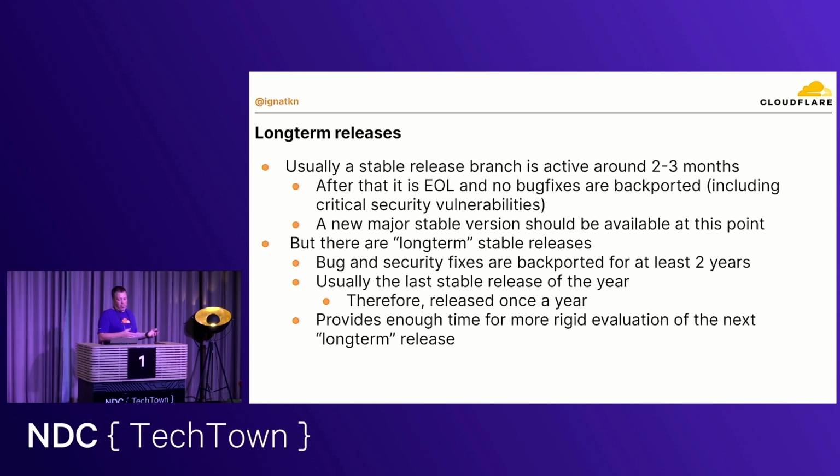And it basically provides you with enough time for more rigorous evaluation of the next long-term release. So if evaluating a new major kernel is too costly every 2 to 3 months, you can just follow the long-term releases and you can evaluate a new kernel up to 2 years, but the advice is doing it once a year. Yeah, so if you're interested in learning more details about the kernel release process, there is actually a good page on kernel.org, which probably no one reads, and it explains all these version numbers and stuff.